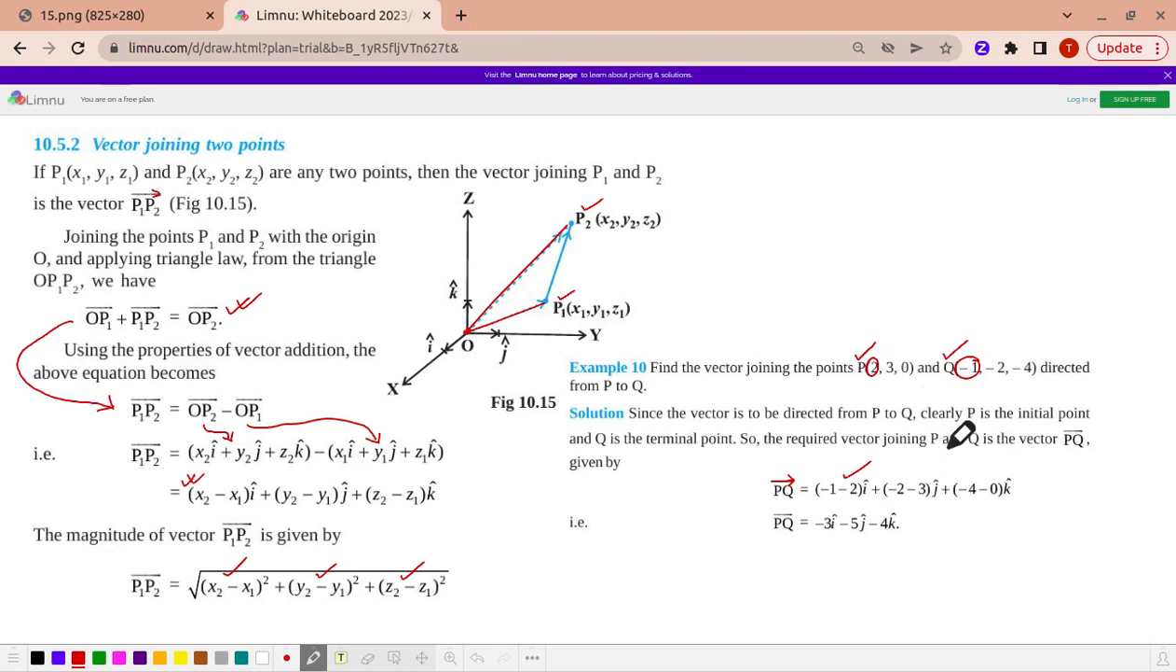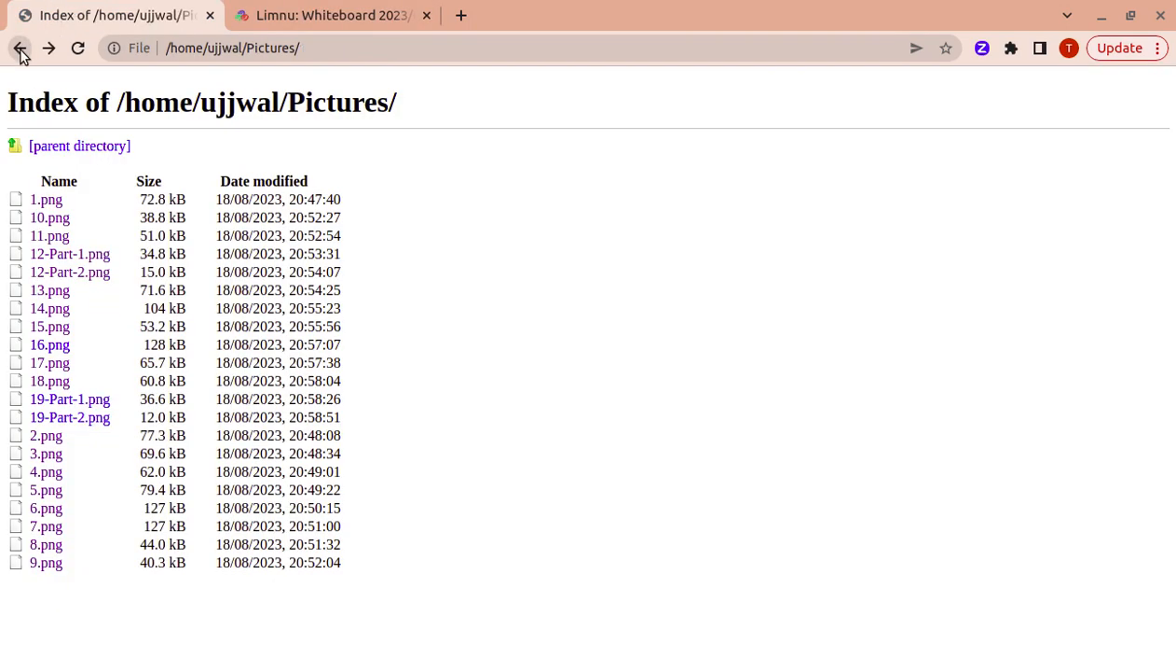Then in a similar manner we can find the j component of PQ, that is the j component of the point Q, that is minus 2, minus the j component of the point P, that is 3. So minus 2 minus 3 times j cap. Similarly, minus 4 minus 0 times k cap, and we get the vector PQ as minus 3 i cap minus 5 j cap minus 4 k cap. I hope you got a very clear idea, dear students.